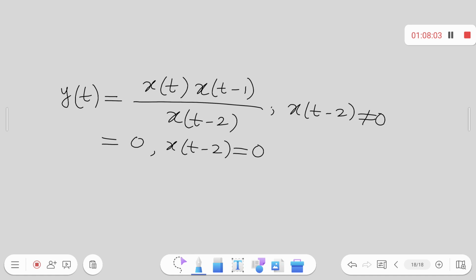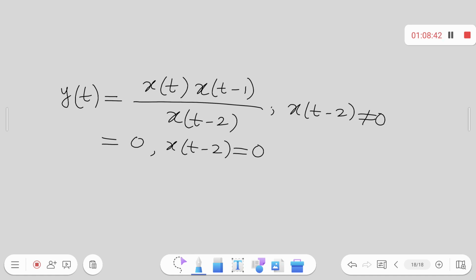So if k is non-zero, what will be your output? K times this one, previous output. Satisfied? If k is equal to 0, 0 multiplied to something, this is also 0. Clear? So this system is a homogeneous system. Is the system additive? Just check. No, this system is non-additive. So this is an example.